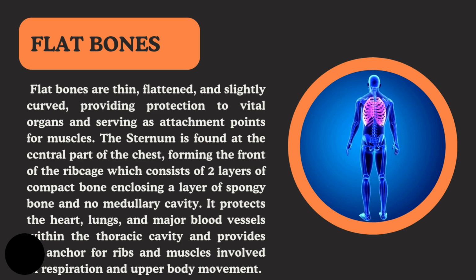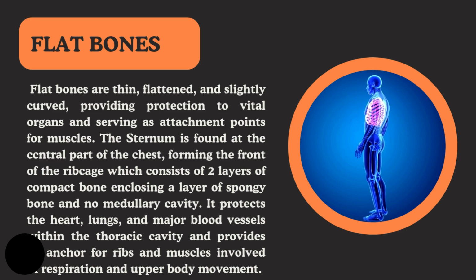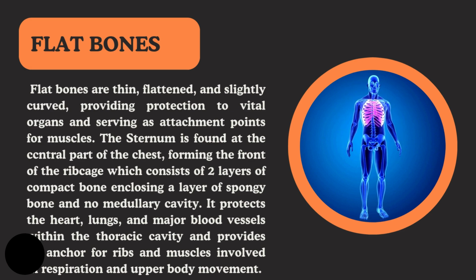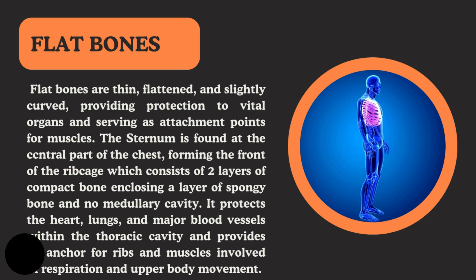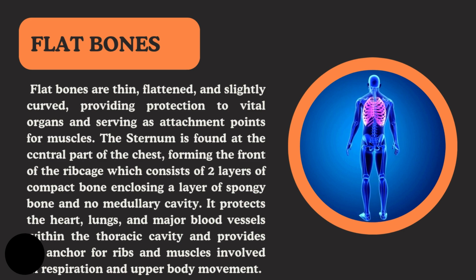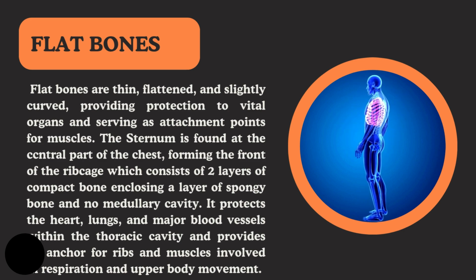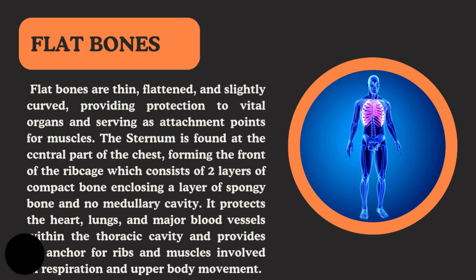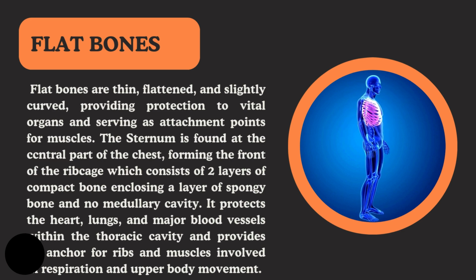The sternum is found at the central part of the chest, forming the front of the rib cage. It consists of 2 layers of compact bone, including a layer of spongy bone, and no medullary cavity. It protects the heart and the lungs primarily, and the major blood vessels within the thoracic cavity, and provides an anchor for the ribs and the muscles involved in respiration and upper body movement to be attached.